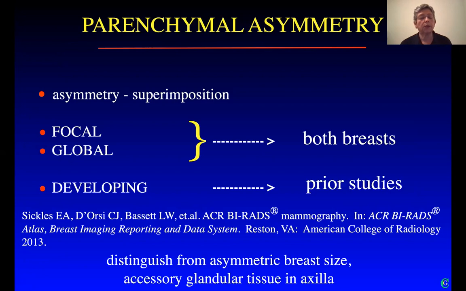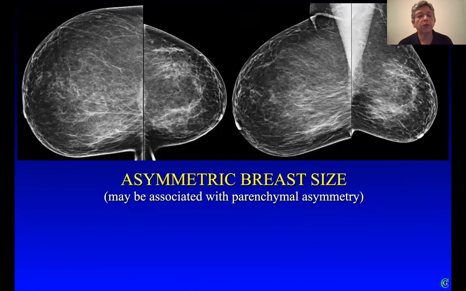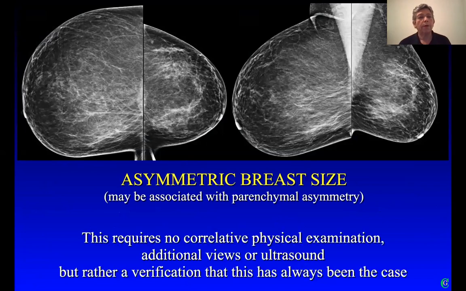Distinguish this from asymmetric breast size and accessory glandular tissue. Asymmetric breast size may be associated with parenchymal asymmetry, but this is a situation where the key thing actually is to discuss with the patient, verify that she has always had one breast that is smaller than the other breast.